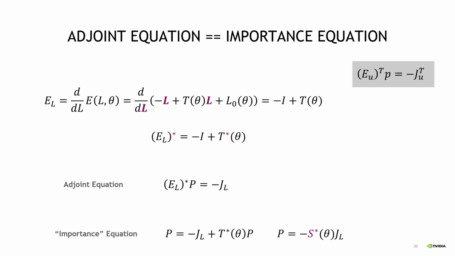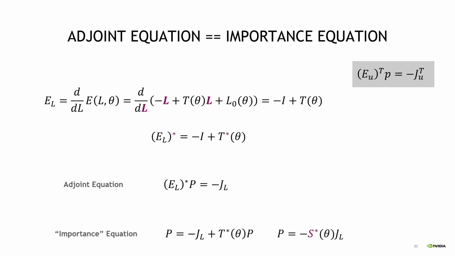Okay, so now, that's how we obtain an equation for P. So P is not the radiance, it's not the importance, it's a new quantity, a new function, which is the adjoint. And if we look at this equation, if we write it out, now we know what the transpose operator is, it's actually exactly the equation for the importance with a different source term, which is minus the gradient of the cost function with respect to the radiance.